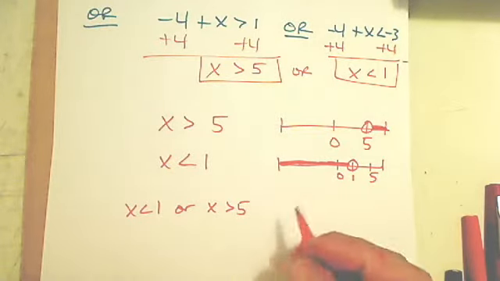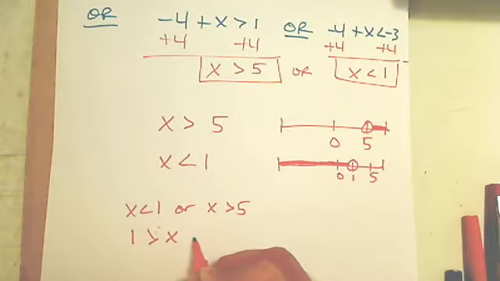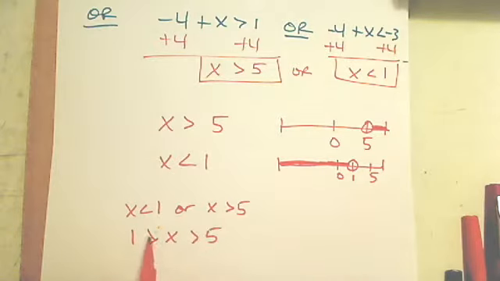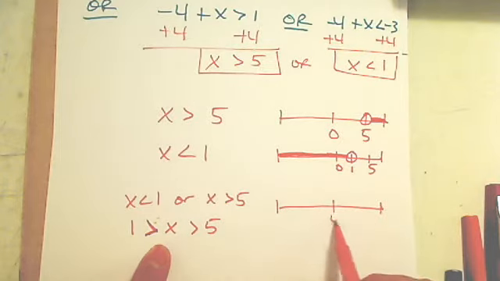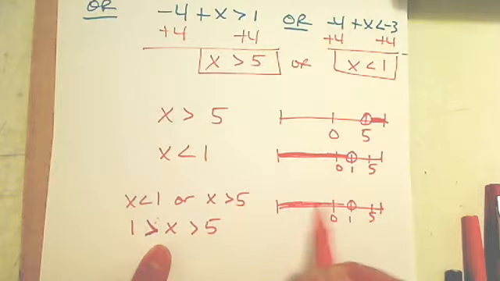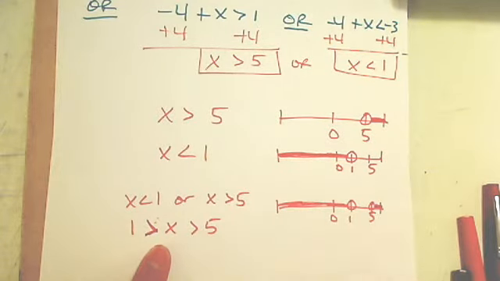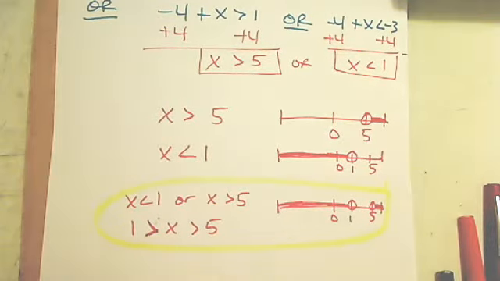Sometimes you'll see it like this. 1 is greater than x is greater than 5. Sometimes you'll see it like that. Is that the same thing? It's the same thing. 1, open, shade, left, open, shade, right. Or statements don't flip. I'm sorry, they don't overlap. They're opposite.